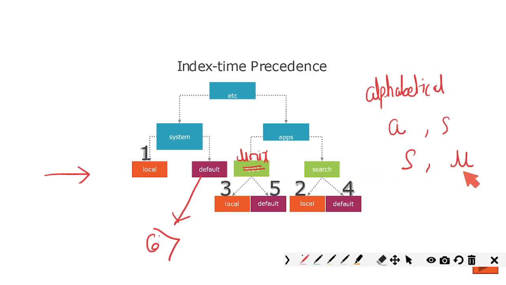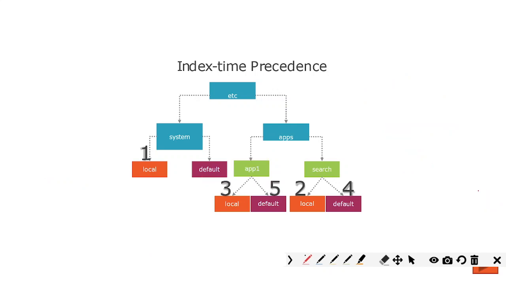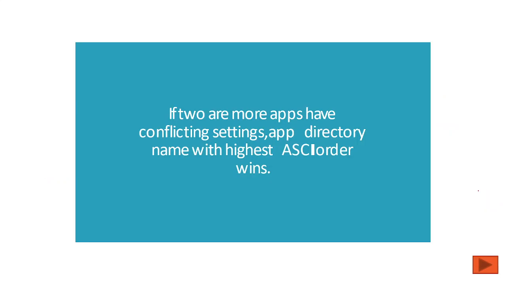So for example, if I am trying to make sense of the lexicographical character, your search application will take first precedence over the Unix application, and therefore the second preference will be under search local. The third preference will be under Unix local. Okay, just try to understand that, and then you can give precedence to the default directory as well. So we will also be looking at what will happen if there are two parameters defined under two configuration files that have conflicting settings.